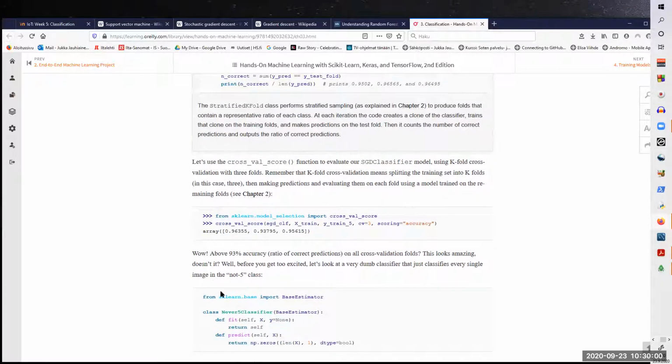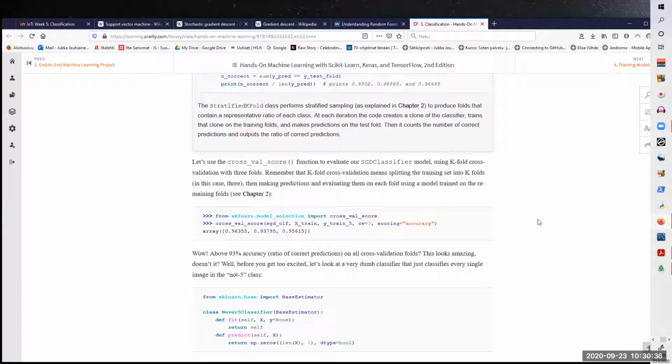And in this case, we get 93% accuracy. So how many correct predictions do we get? And this, of course, looks very amazing. But let's remember what the original question was, whether it's 5 or not 5. So if you have 10 digits, you already have 90% of those numbers that are not 5.